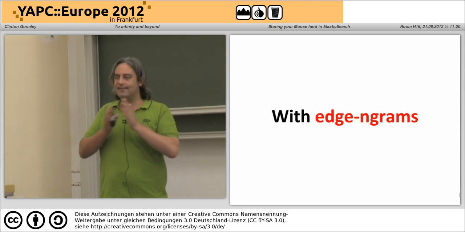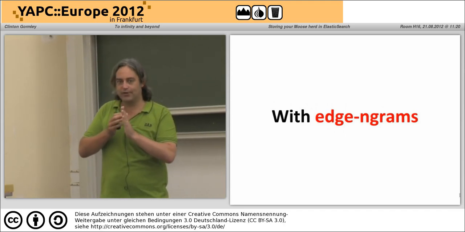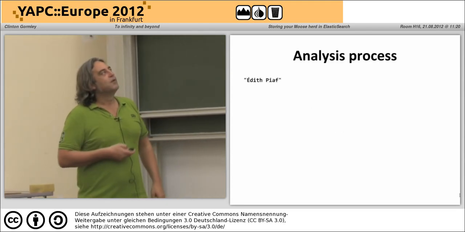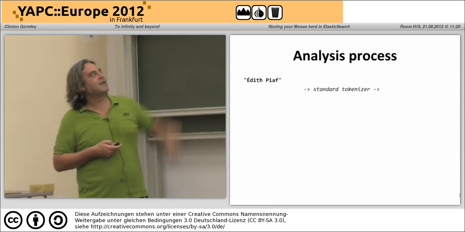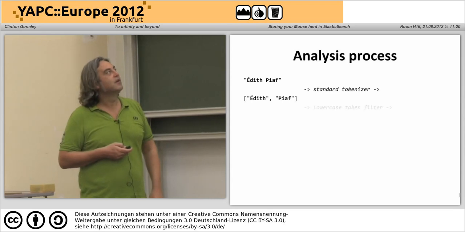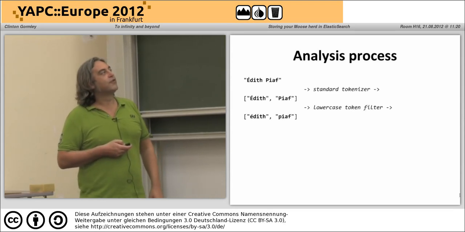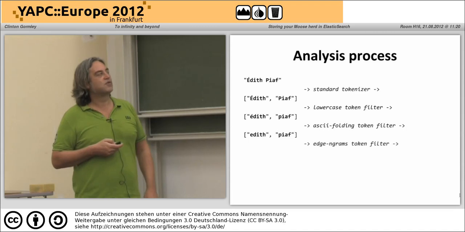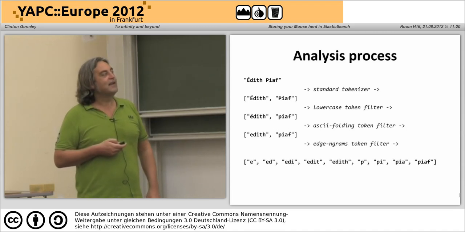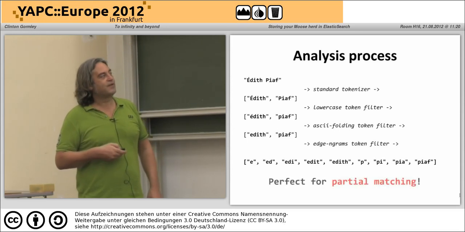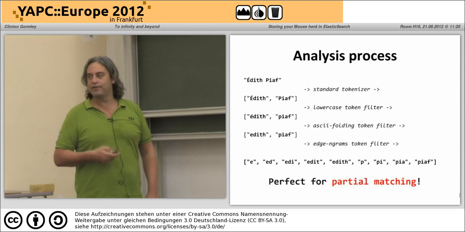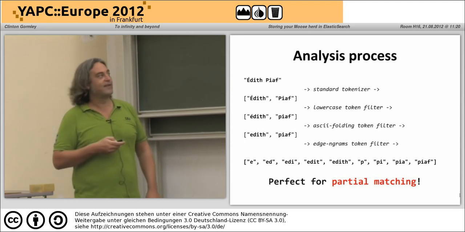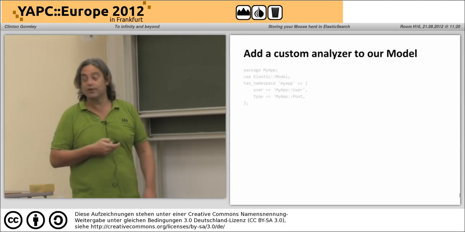An edge n-gram is the same idea, but anchored to the start of a word. Okay, so we have first, second, third. You'll see how it works. In the analysis process, let's start with ADPF. It goes through a tokenizer, which would break it into two words. Goes through a lowercase token filter, which lowercases it. ASCII folding token filter, which removes the accent on the E. And finally, our edge n-grams token filter, which breaks it up into all of these tokens, which is perfect for partial matching. To implement this in Elasticsearch, we need to configure this analyzer and the edge n-grams token filter.